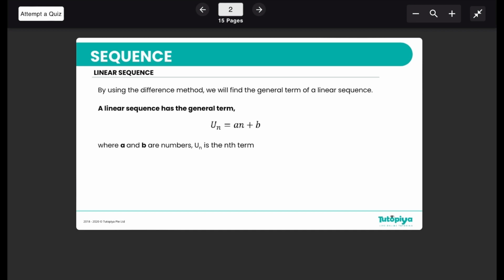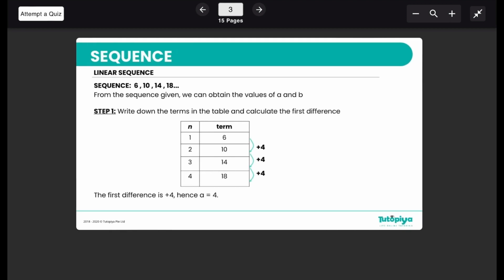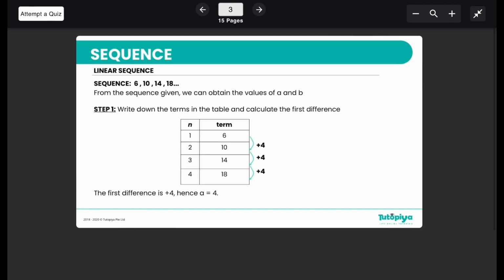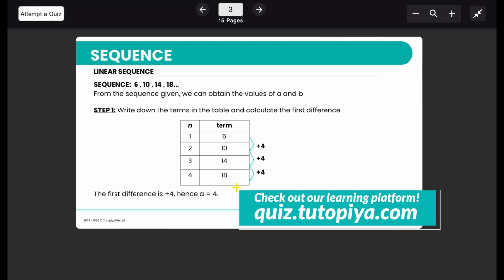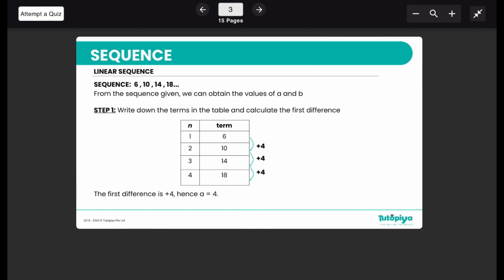So let's look at a more detailed example about what this is. For example, if I have the sequence 6, 10, 14 and 18, for this sequence we want to try and obtain the nth term. So we want to write down what is un. So what do we do? Step 1, we put down the terms in a table. We know that these are the first 4 terms of the sequence.